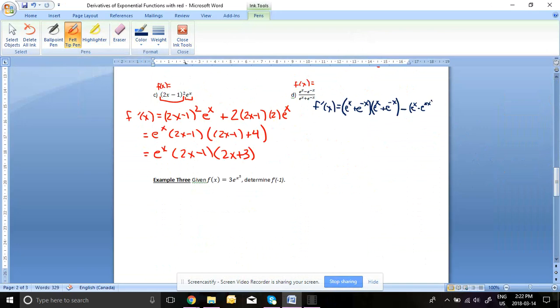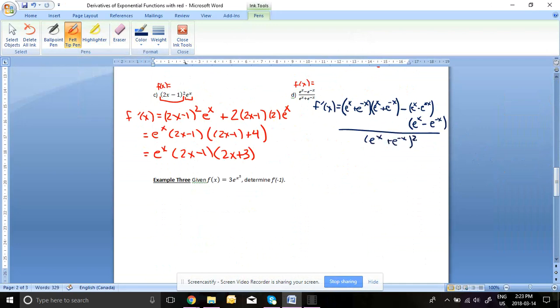That's a negative, times the derivative of the bottom. Oh, I was really hoping to put this in here. Guess we'll just do it below. So the derivative of the bottom is e to the x plus a negative, so that's going to be minus e to the negative x. Okay? And then this is all over the bottom squared.